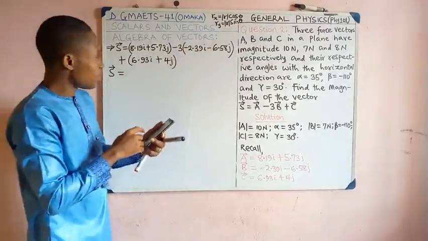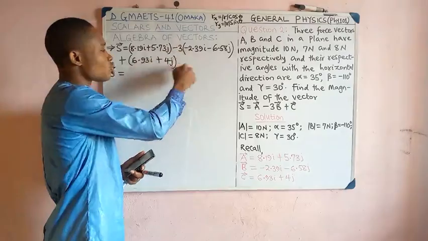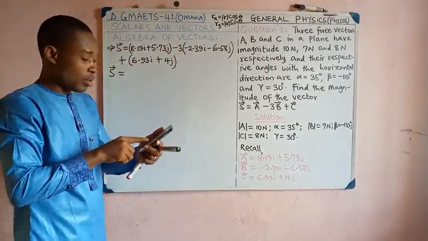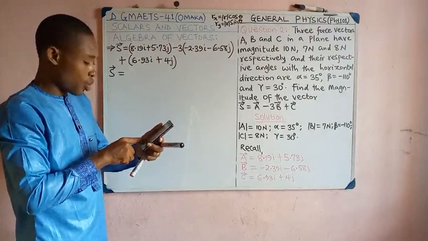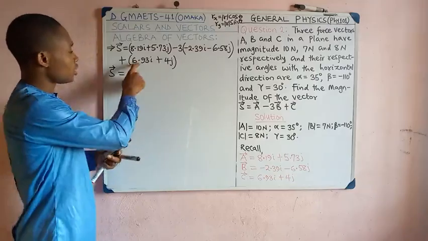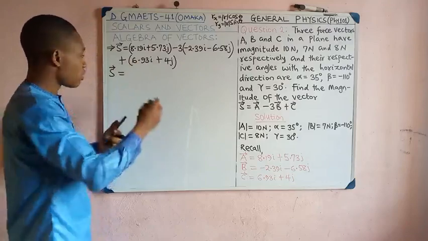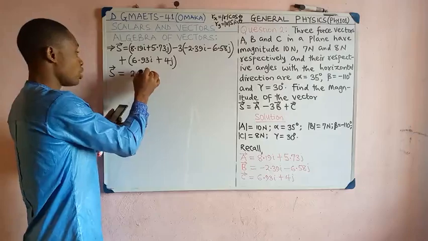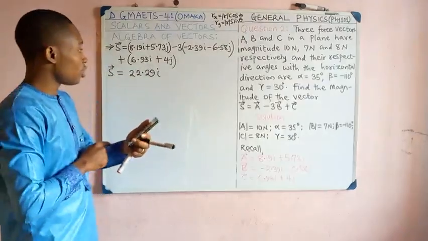So minus 3 times minus 2.39 will now change to plus 3 times that value. So plus 3 times 2.39. Good. Added to the x component of C, which is 6.93. So from here, it's giving me 22.29i.